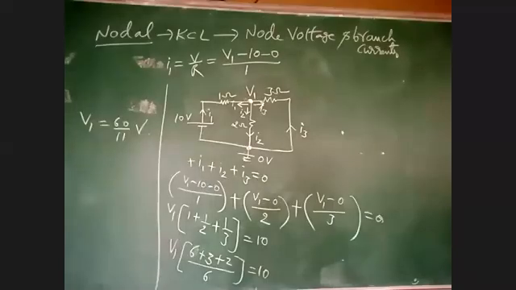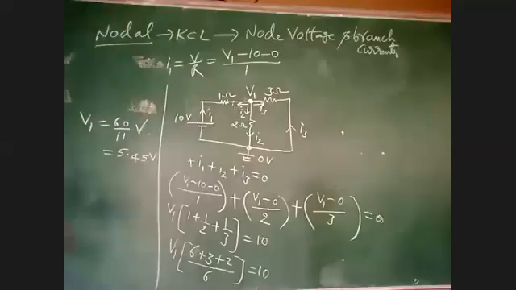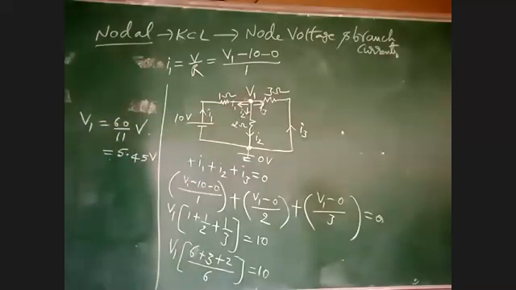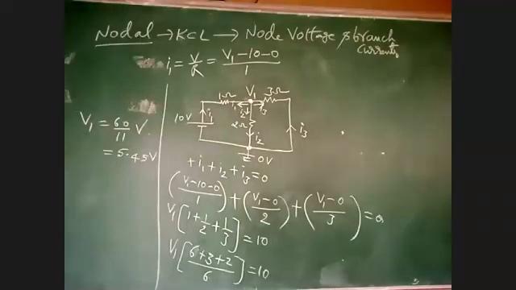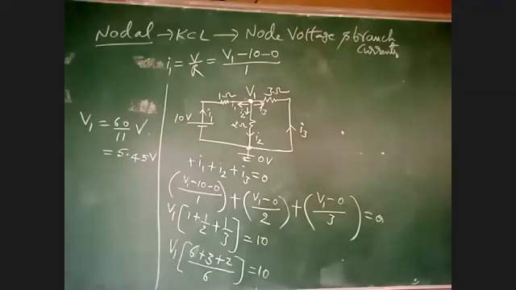5.45. This is the node voltage. In this way, we will determine node voltage. For determining node voltage, what have we considered as assumption? All currents are leaving from the node point.